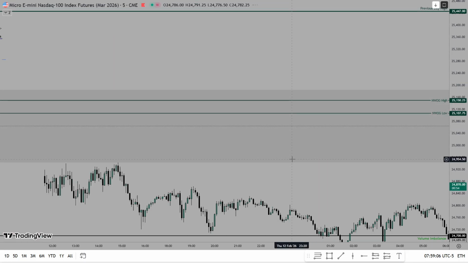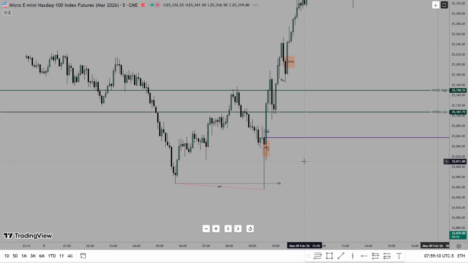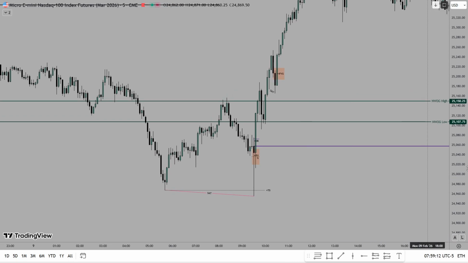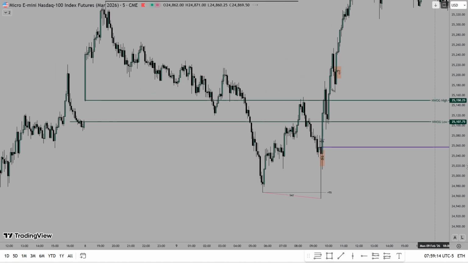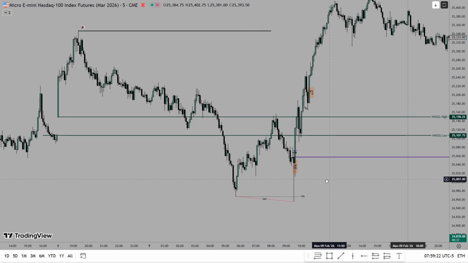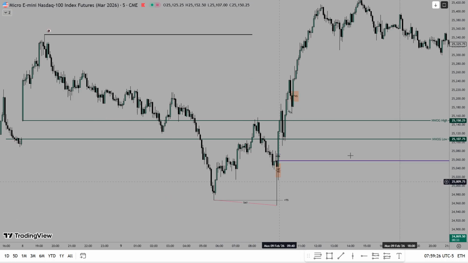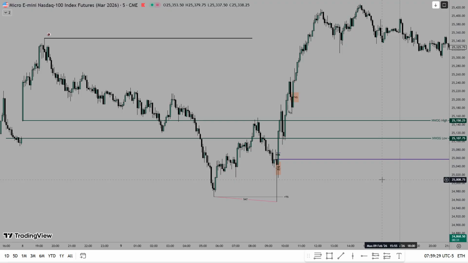There were two entry models visible to my eyes on Monday. The first one is based on the 5-minute chart. Price opened at 9:30, traded lower to take this liquidity and formed SMT, and didn't trade to this order block. So this entry criteria failed.